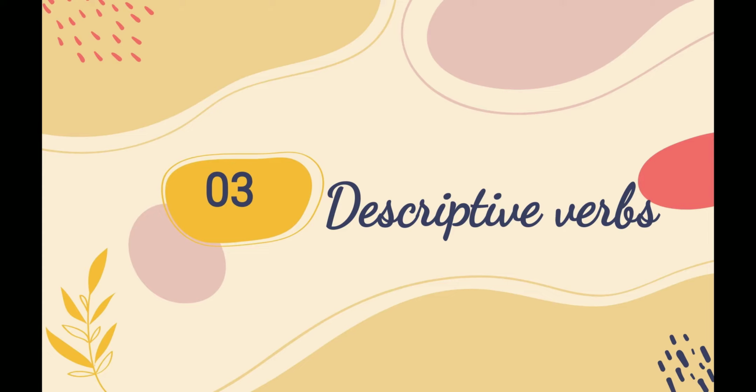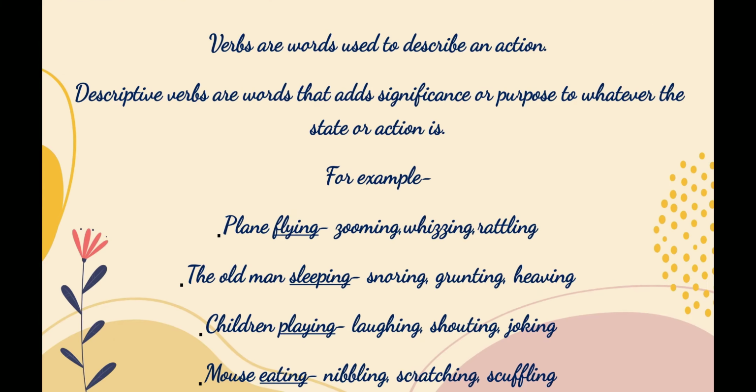Moving on to a new subtopic, that is descriptive verbs. Now we are very much aware of what verbs are, but let us find out what descriptive verbs are and how these are used in poems. We understand that verbs are words used to describe an action, whereas descriptive verbs are words that add significance or purpose to whatever the state or action is. So basically, verbs and descriptive verbs are somewhat similar, but descriptive verbs give more meaning and make the sentence more interesting instead of the ordinary verb.